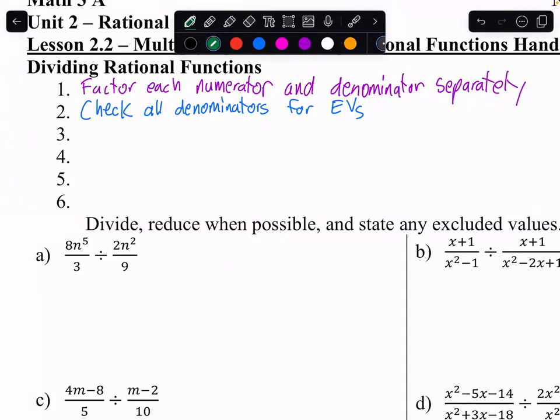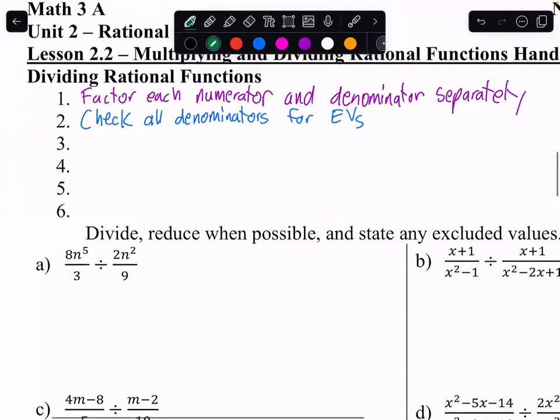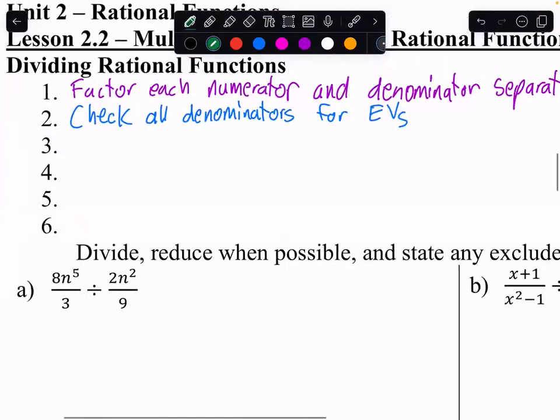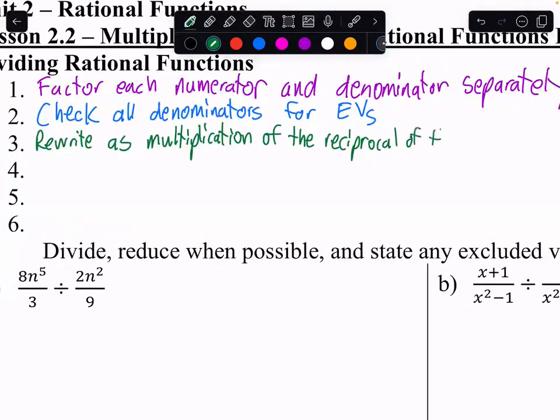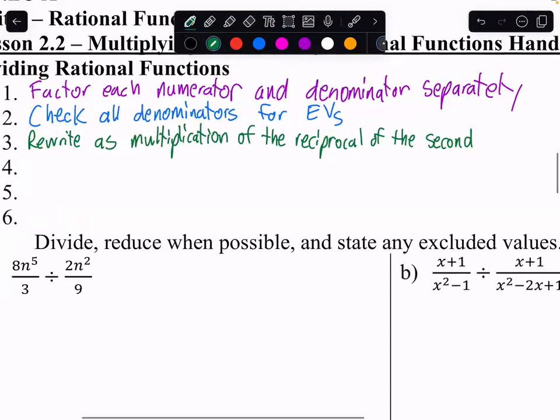Okay, so then just like we do with regular fraction division, instead of dividing fractions, we rewrite as multiplication of the reciprocal, which again is the fancy word for the upside down fraction. So it's only the second function that you do the reciprocal. The first one stays how it is.